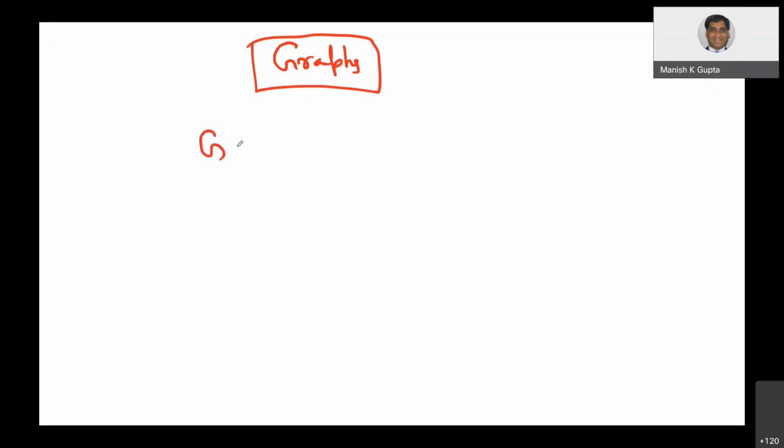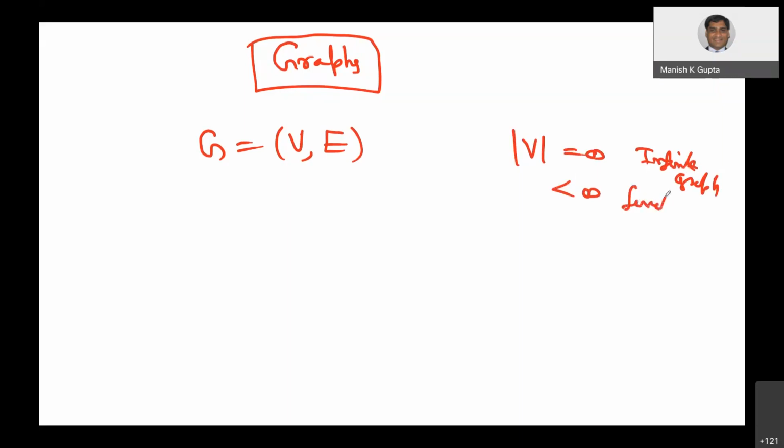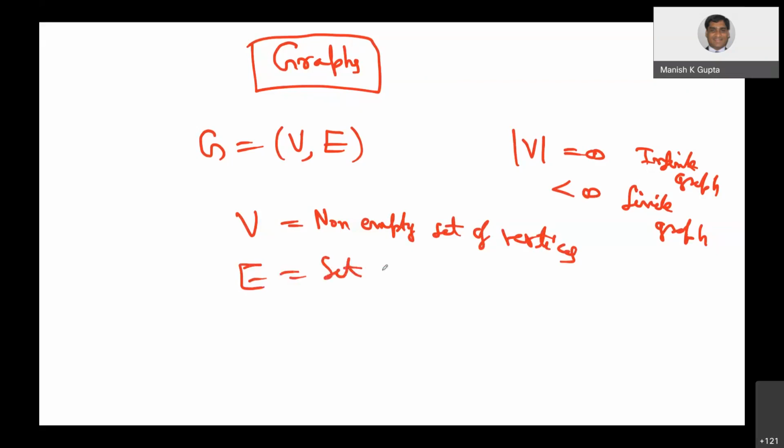So basically, a graph we denote by a vertex set and edges. Obviously, if the cardinality of V is infinite, it is known as an infinite graph, and if it is finite, it is known as a finite graph. We have already covered a few basic things here. The set V is nothing but a non-empty set of vertices, and E is the set of edges.